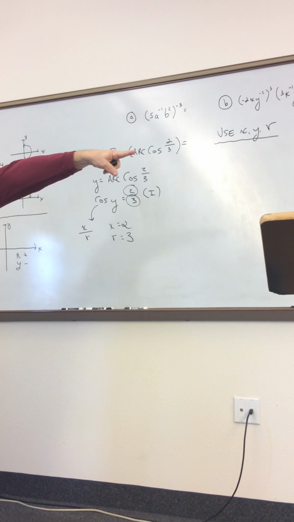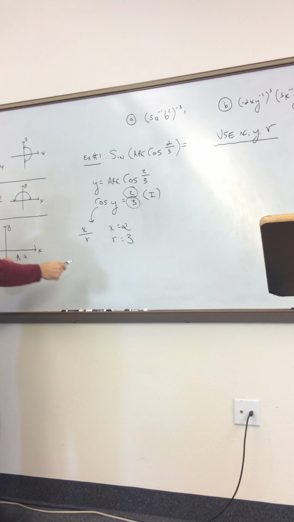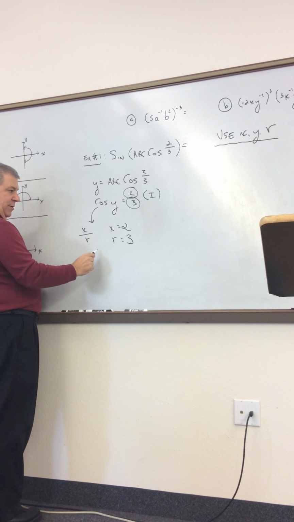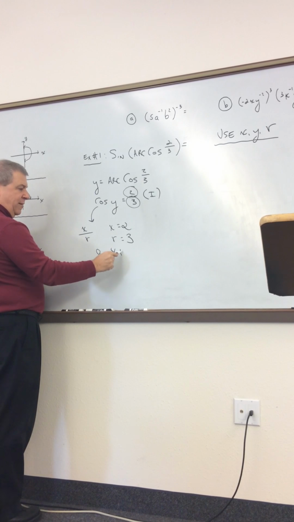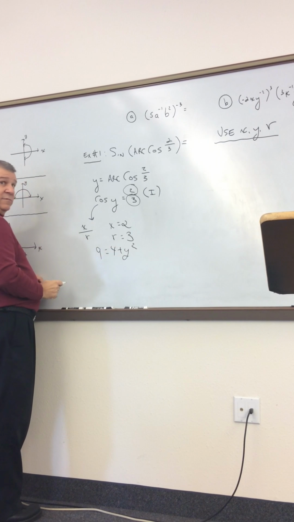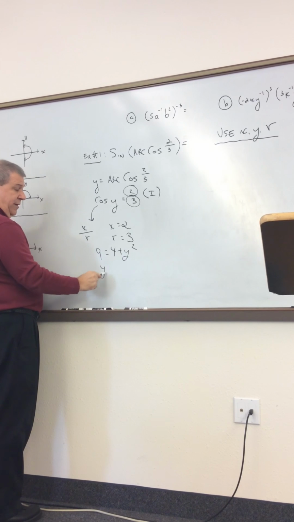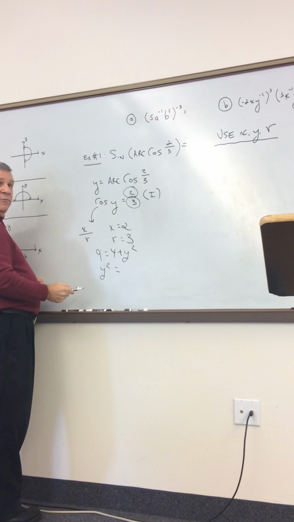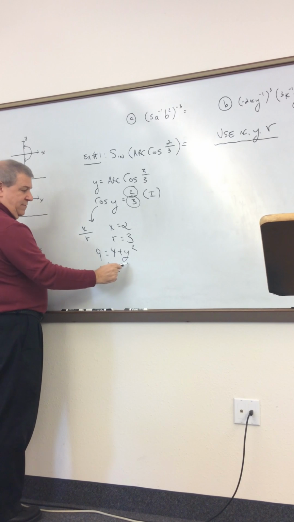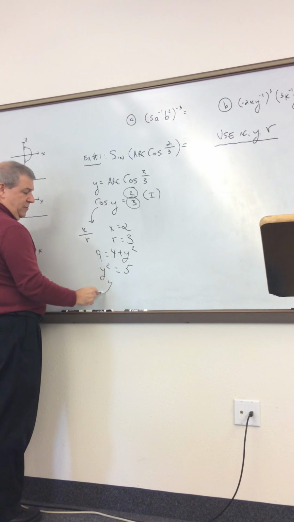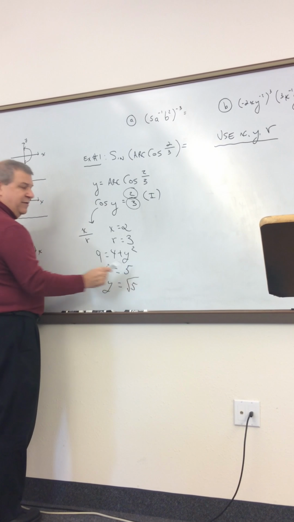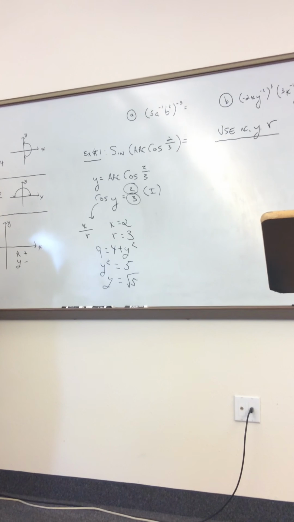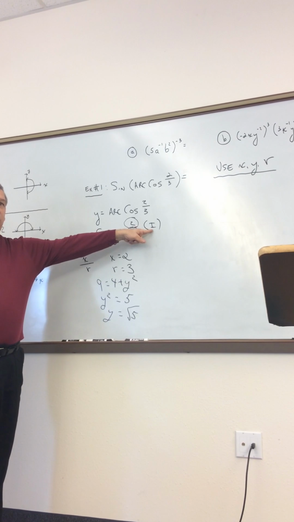Just use your r squared equals x squared plus y squared over there. So over here, in your notebook, you would go r squared, that's 9, equals x squared, which is 4, plus y squared, right? So you put the 4 on the other side. Y squared equals, now you've done this many times in here. Dave? 5. So what's y? Will it be positive or negative? Positive, because you're in quadrant 1. That's right.